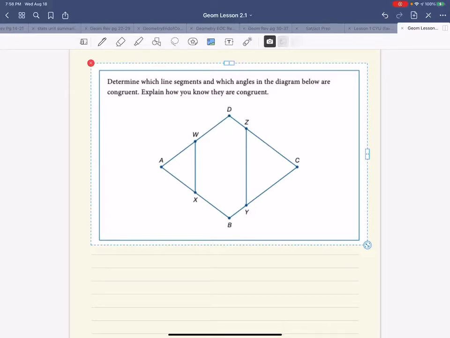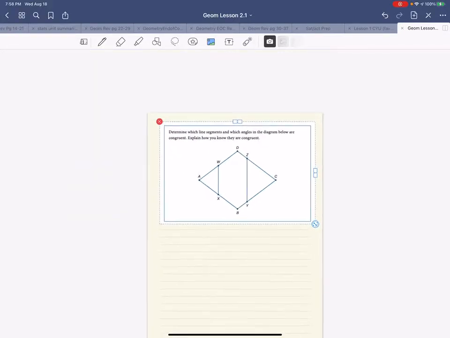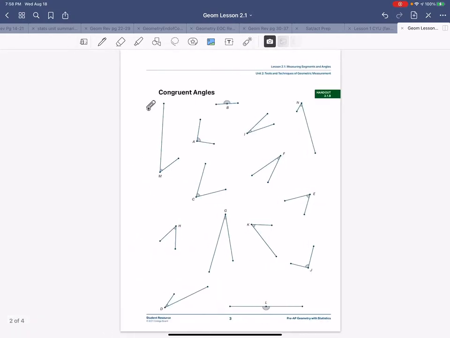Hey guys, here's the check your understanding from the lesson. Okay, so we took notes on these.